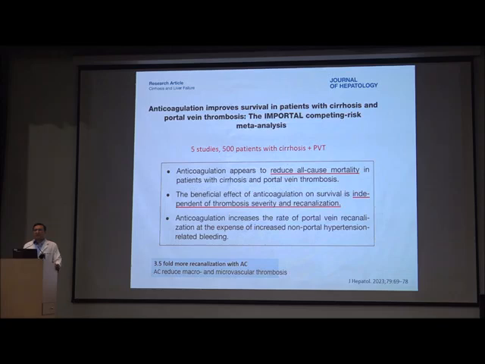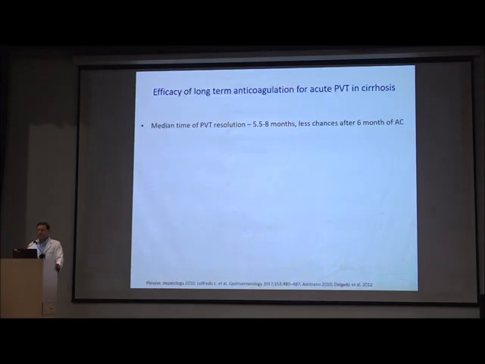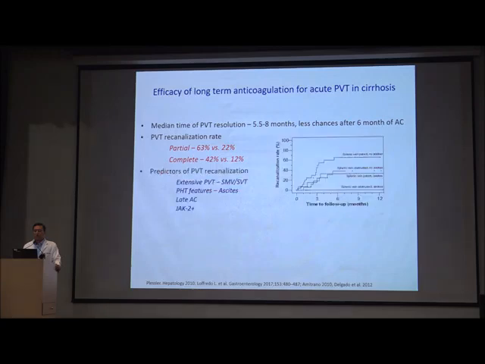Anticoagulation therapy not only clears out the large thrombus, but also the microthrombi, which are common in patients with advanced cirrhosis. So these are a few caveats of using long-term anticoagulation therapy for acute PVT in cirrhosis. The median time of PVT resolution is around 5 to 8 months. There are fewer chances of recanalization with anticoagulation therapy after 6 months. We should do TIPS in these patients. PVT recanalization rate is almost 40% complete and partial is 63%.